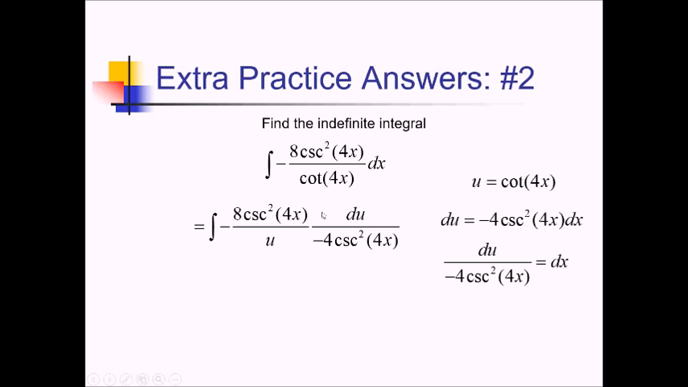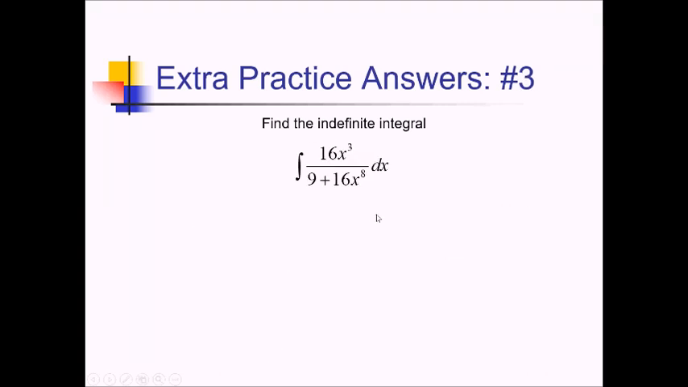So these cosecant squared of 4x's can cancel. We have a negative 8 over a negative 4. That's going to become a 2. So we have 2 over u, or 2 times u to the negative 1, either of those, du. Now the important piece here is that the antiderivative of 1 over u is going to be ln absolute value of u, and we have that 2 kind of along for the ride. Don't forget the plus c. And now plugging back in, we can write 2 ln absolute value of cotan of 4x plus c.